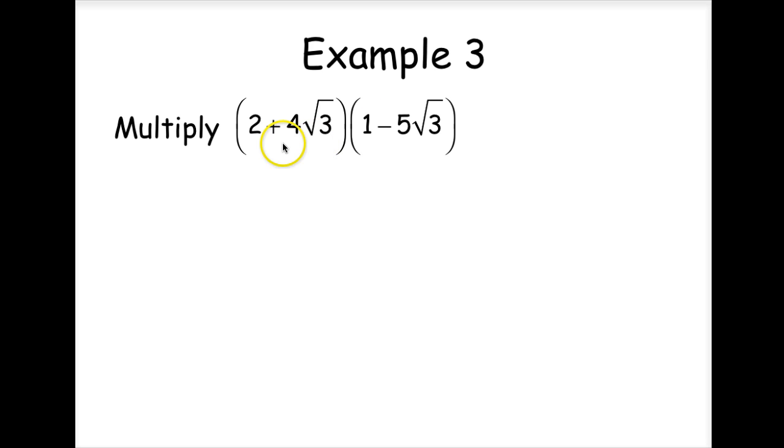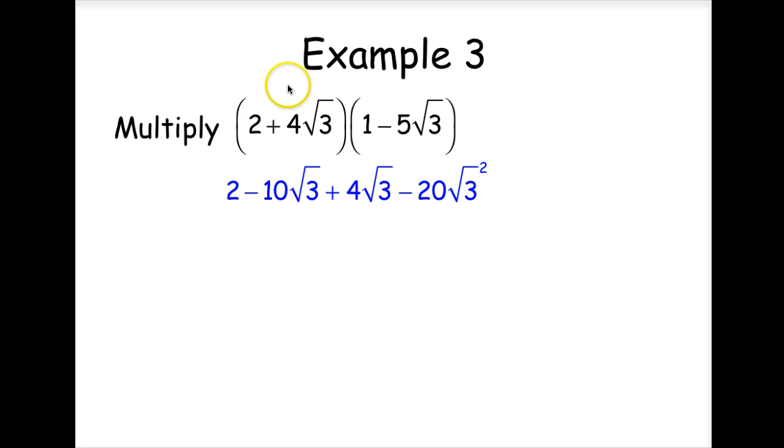Here we are multiplying these two, so let's use FOIL to multiply them out. 2 times 1 is 2. 2 times 5 square root of 3 is negative 10 square root of 3. Times 1 is 4 square root of 3. And this is negative 20 times square root of 3 squared.